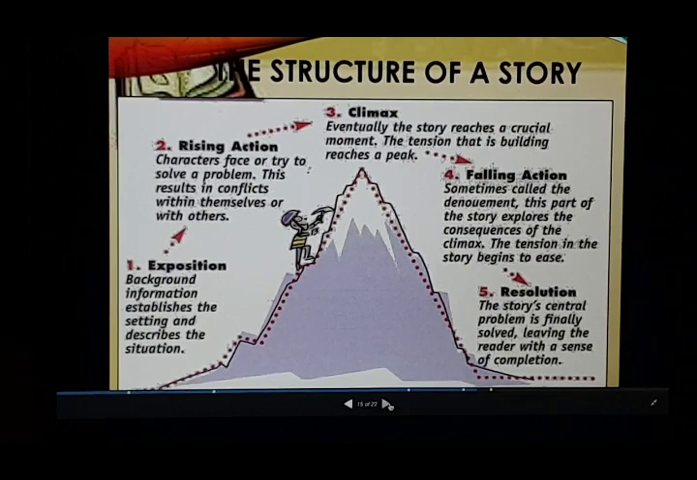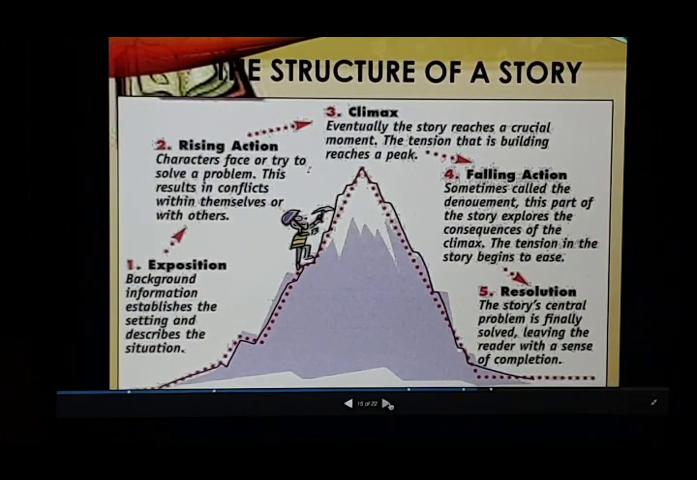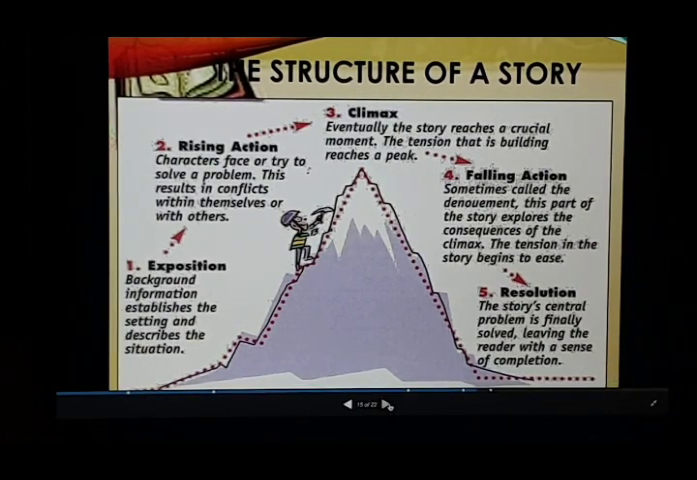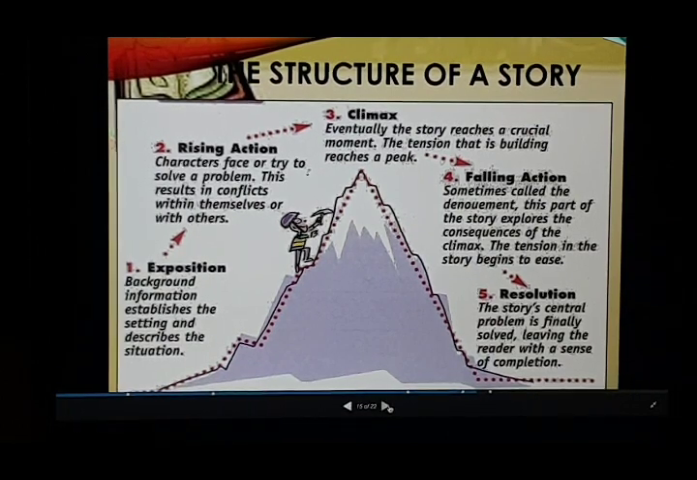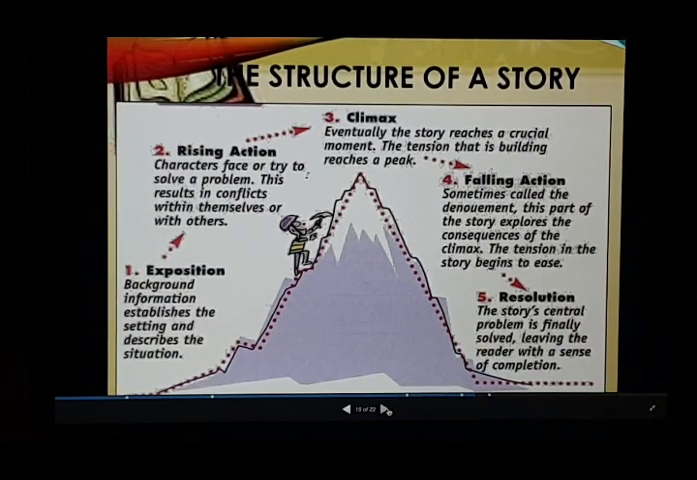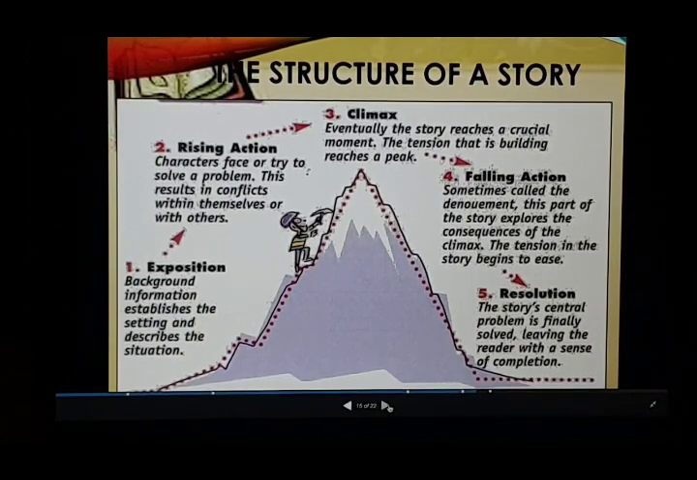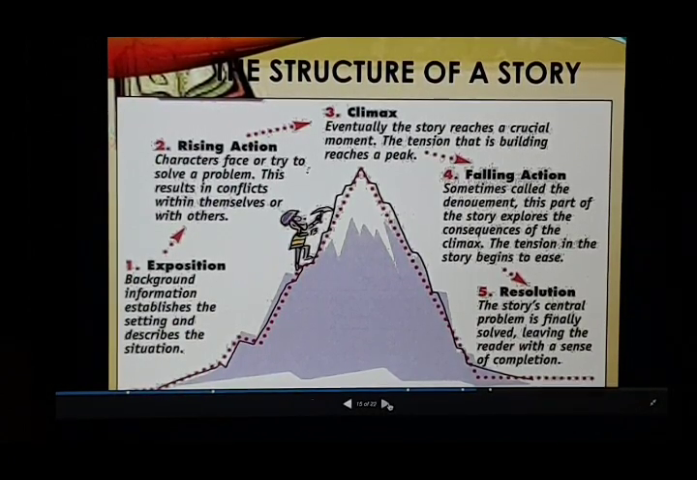Background information establishes the setting and describes the situation. So the story is woven in such a way that we know the background information about the story. And after that, when the climax is reaching, then the rising action happens.